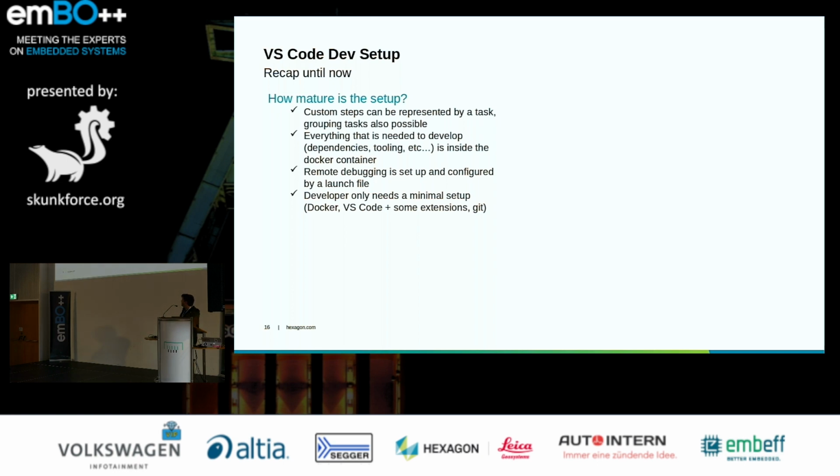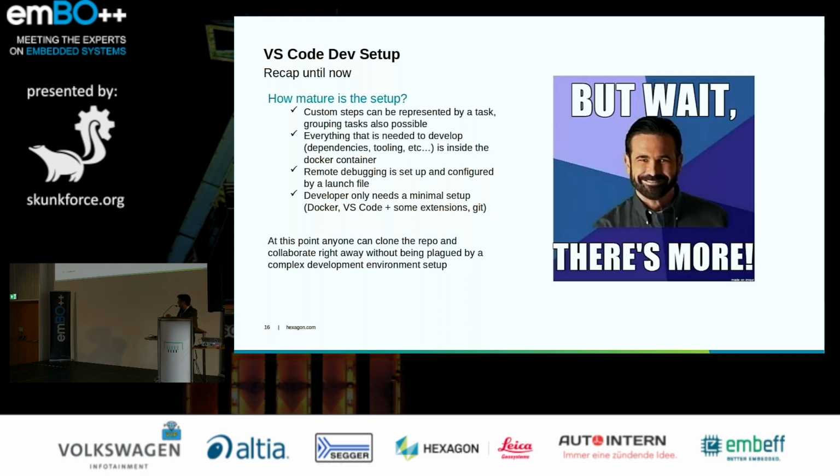And the developer, and this is the main selling feature in my opinion, only needs a very minimal setup. We really need to have Docker working, we need VS Code, some extensions for it, not even Git actually. If you have your code fetched from somewhere else, you can do that, but that's all you really need to work with it. So this is quite nice, and at this point you could ask yourself, do we even need more? Because anyone can clone a repo and start working on it right away, and you don't have a complex environment setup. And in theory, that's true. So we can start working on it, and it's all fine and good. But in practice, there's of course a bit more.